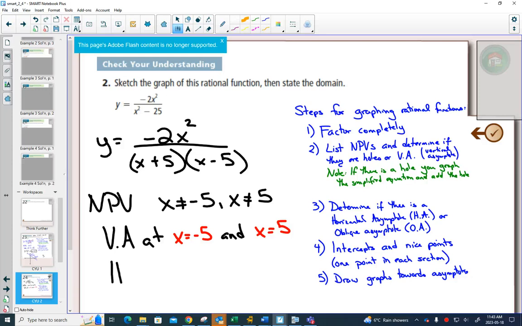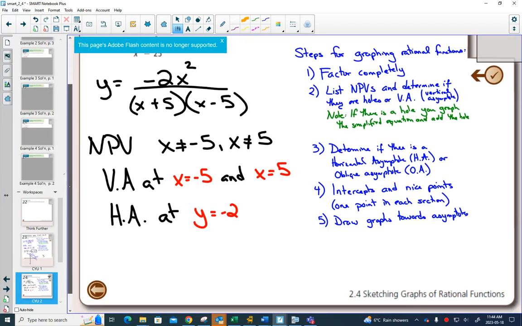When the degrees are the same, you will always have a horizontal asymptote, and it will be at the coefficients of those biggest powers. So we have a -2x squared divided by a 1x squared, -2x squared divided by x squared will just become -2. That is our horizontal asymptote.